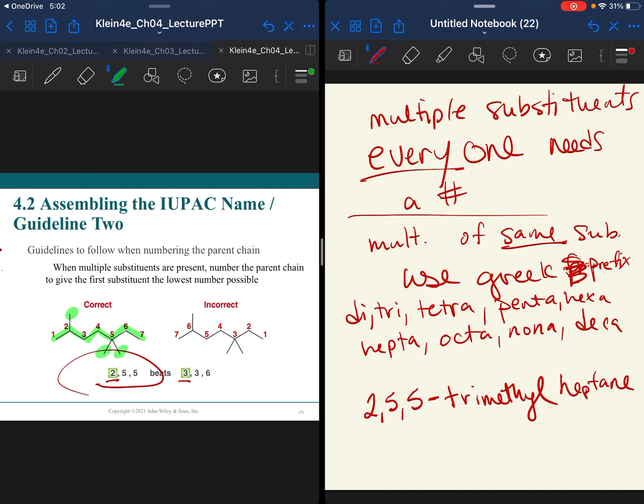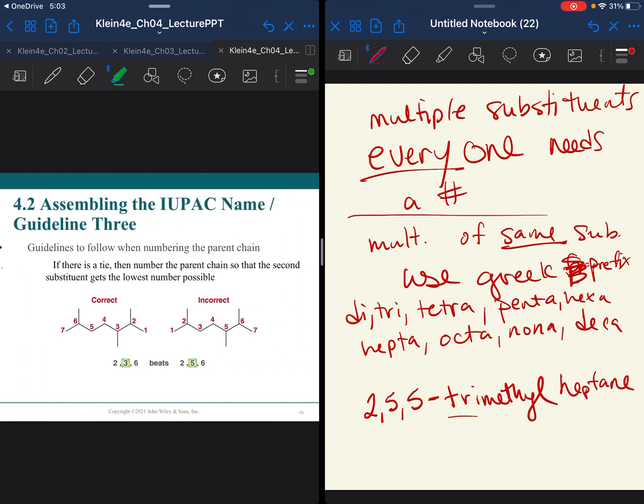All right, this is the proper way to do it. I found the parent, I named the substituents. I numbered it. I wrote it down using the proper grammar with the commas and the dash and the Greek prefixes. I should not be writing methyl multiple times.